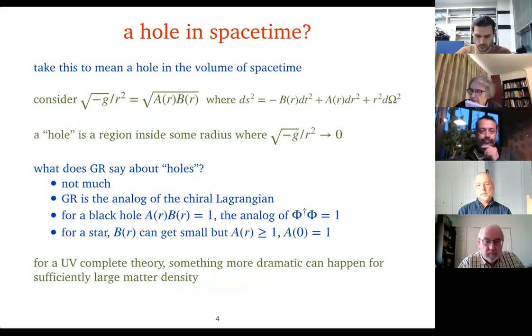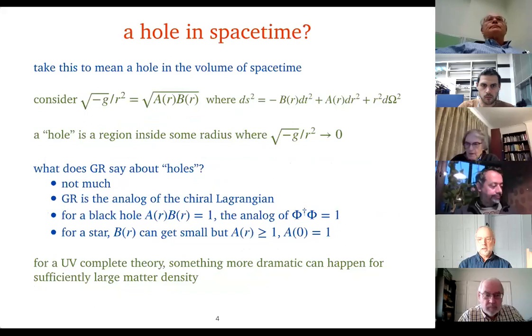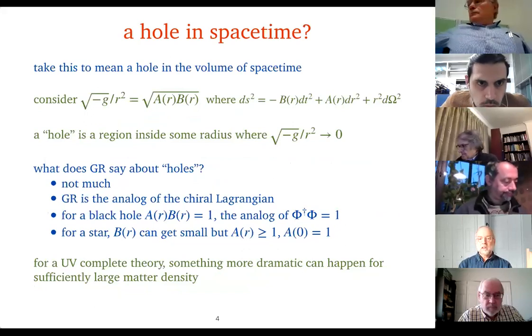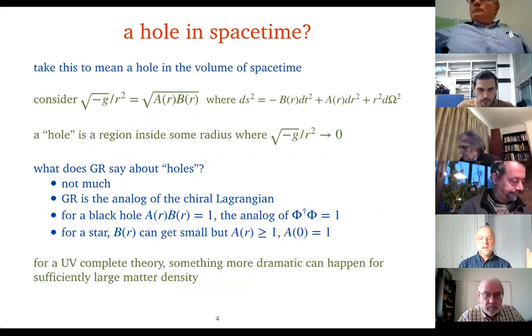So what about a hole in space-time? What in the world does that mean? Well, let's take it to mean a hole in the volume of space-time. So consider root g over r squared, which is the square root of the product of these metric functions that are occurring in the spherically symmetric metric. So a hole is a region inside some radius where this quantity is getting small or going to 0.